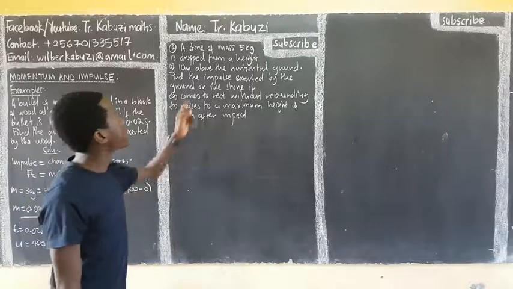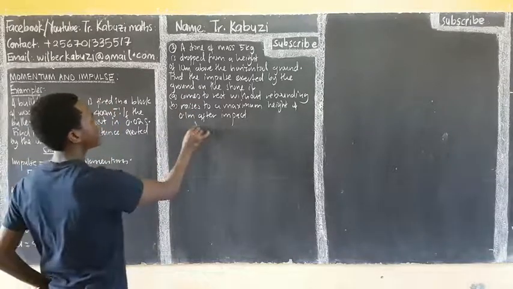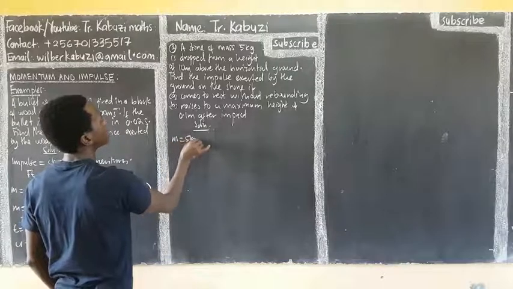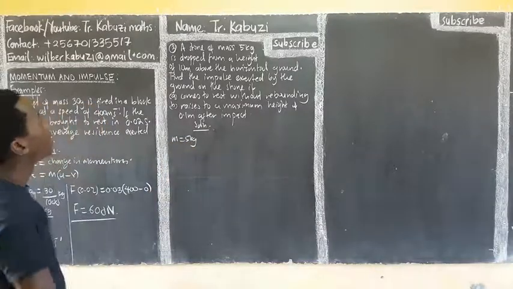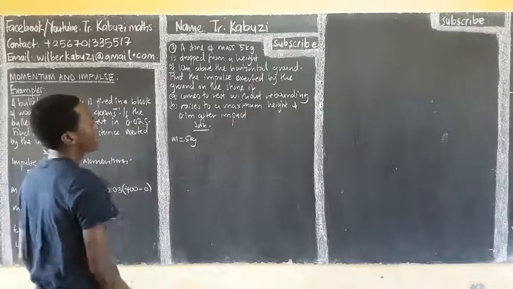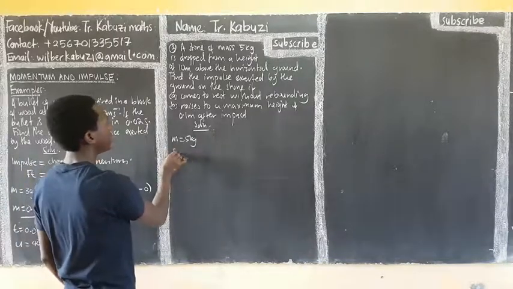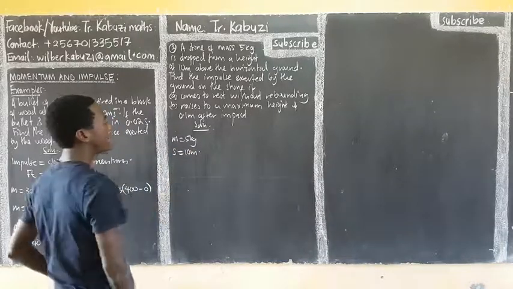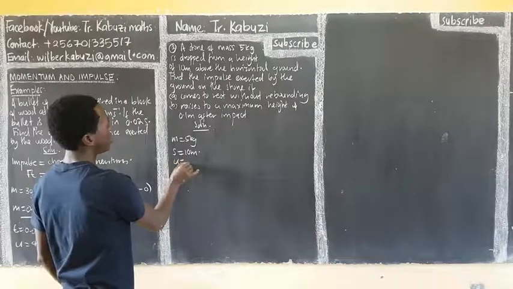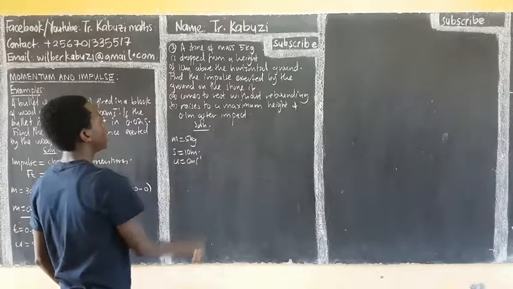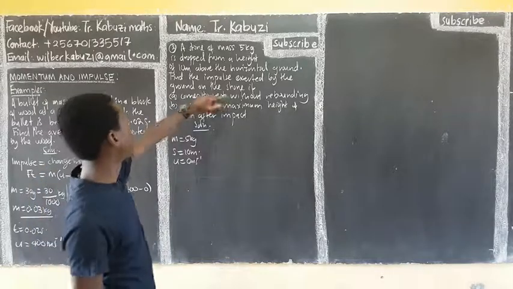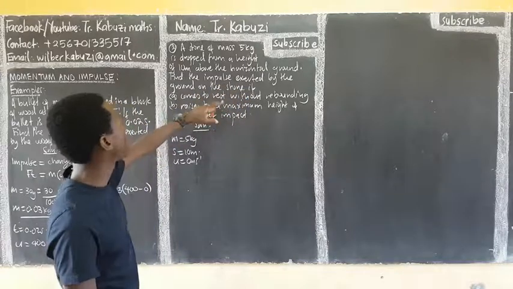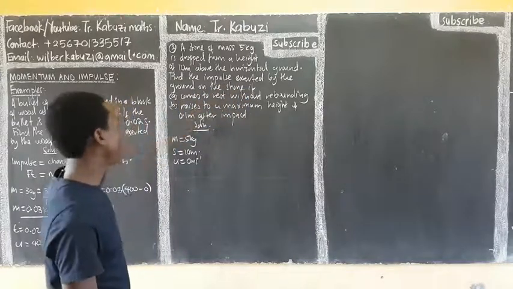So let's come to this. A stone of mass 5 kilograms is dropped from a height of 10 meters. So they are giving us our S, a height of 10 meters. Meaning if it's dropped, it means that its initial velocity is 0 meters per second. Find the impulse exerted by the ground on the stone if it comes to rest without rebounding.